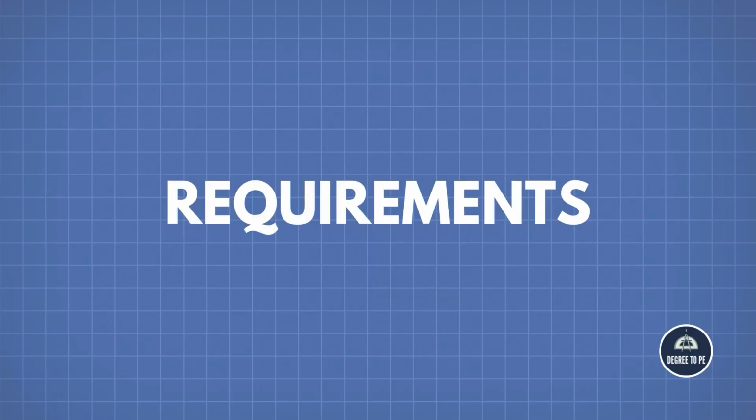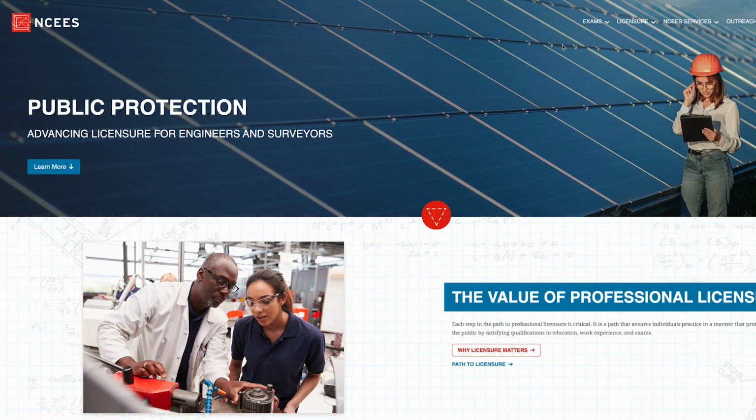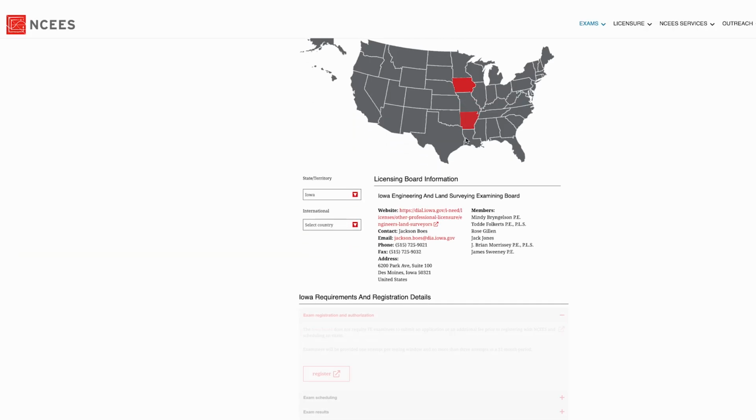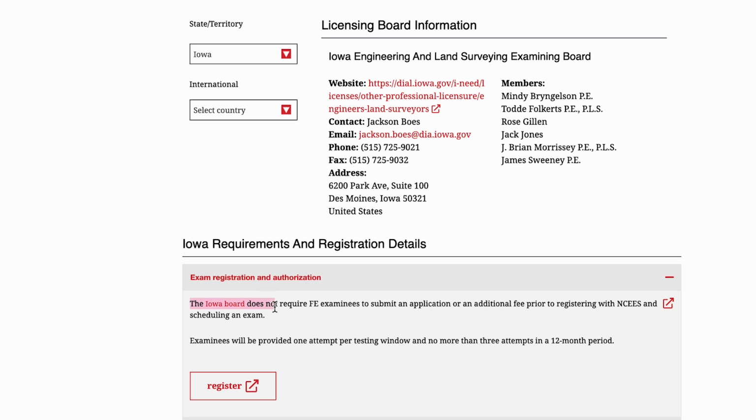So what are the requirements for the FE exam? Requirements for the FE exam will vary state by state, but you can visit the NCEES website to check what the requirements are in your state. Because I went to Iowa State and took the FE exam during my senior year, let's look at the requirements for Iowa. So it says the Iowa board does not require FE examinees to submit an application or an additional fee prior to registering with the NCEES and scheduling an exam. So it doesn't look like there are requirements for Iowa.